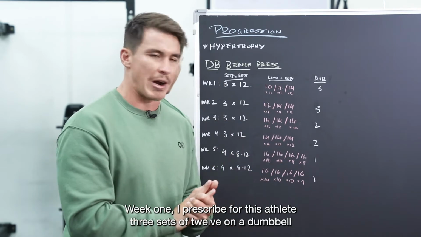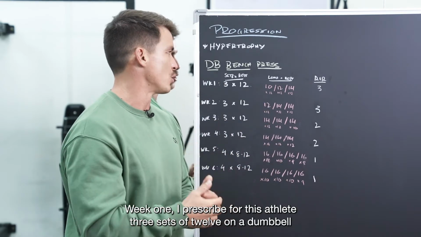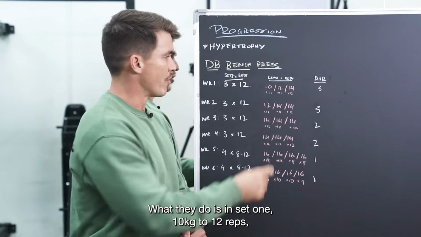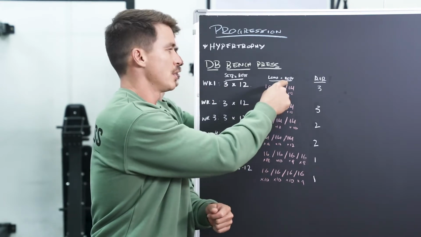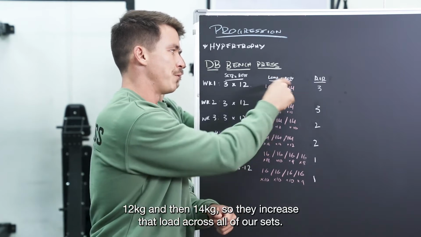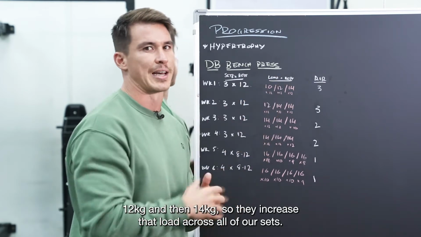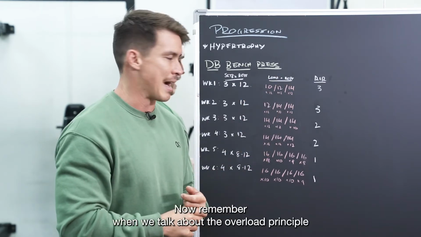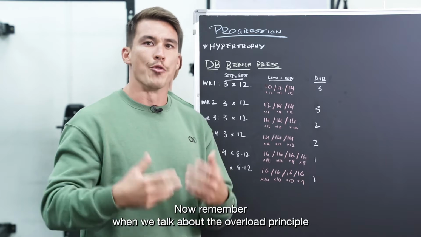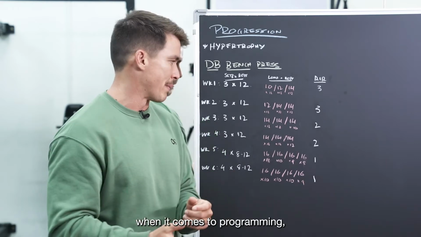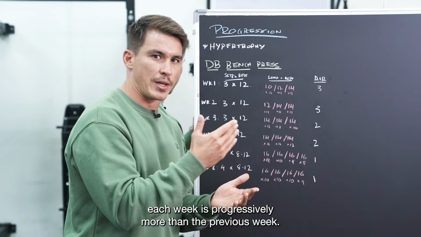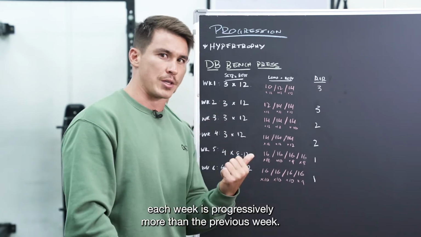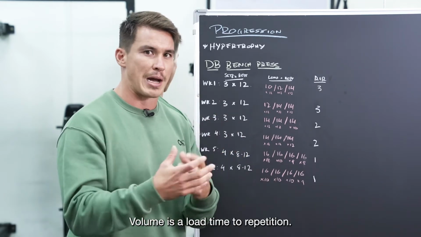Week 1, I prescribe for this athlete 3 sets of 12 on a dumbbell bench press. What they do is in set 1, 10 kilograms for 12 reps, then 12 kilograms, and then 14 kilograms. So they increase their load across all of our sets. Now, remember, when we talk about the overload principle when it comes to programming, what we're trying to do is ensure that the overall amount of volume lifted each week is progressively more than the previous week. Volume, remember, is load times repetitions.